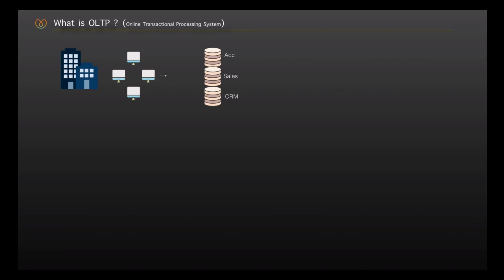Everyone. Today we are going to talk about what an operational system and a data warehouse are, why we need them, what advantages and disadvantages they have, and what makes them different from each other. So let's start with the operational systems.